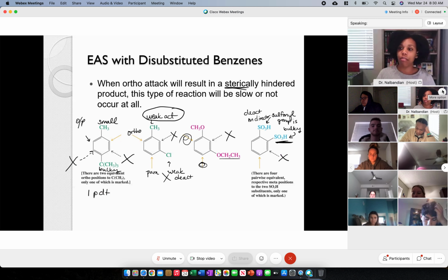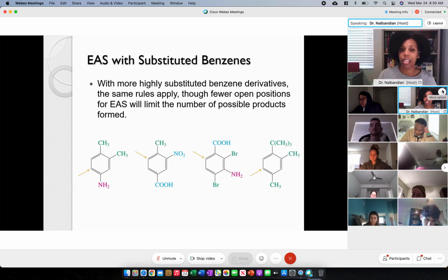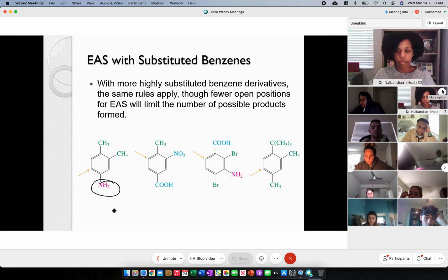All right, so that's where if we have two groups already on the ring, we have a di-substituted benzene. What if we have multiple groups? When we add in more and more groups and we try to continue doing more electrophilic aromatic substitution reactions, there are fewer open spots, fewer places where we can put substituents. So let's look at this. What's our strongest activator here? The amino group is our strongest activator. So the amino group, it's an ortho para director. Para is blocked because there's already something there. Ortho is blocked because of steric hindrance on one side, so we can only get one product, where the other ortho position is what is reacting.